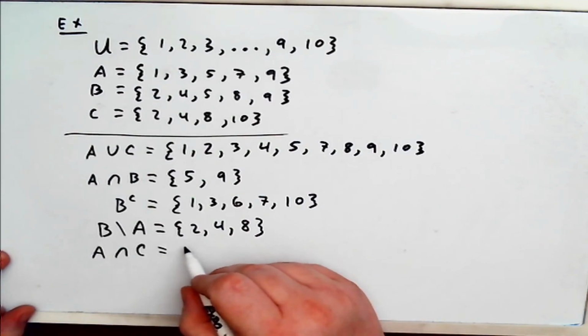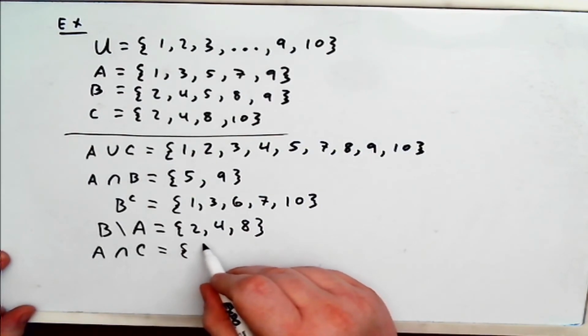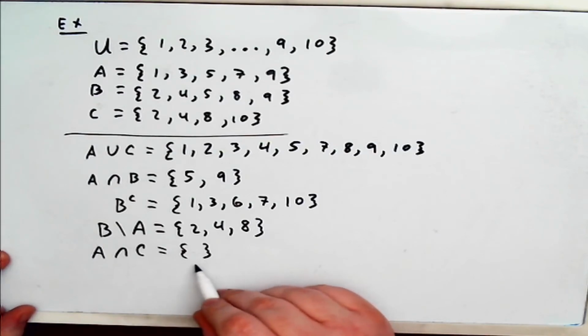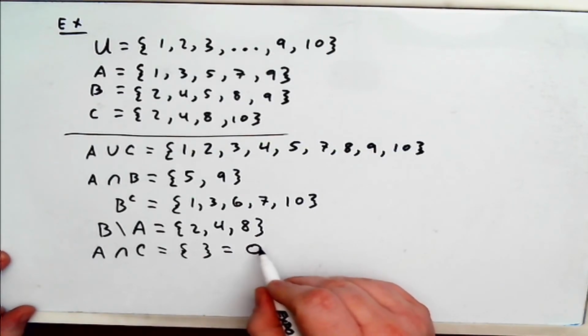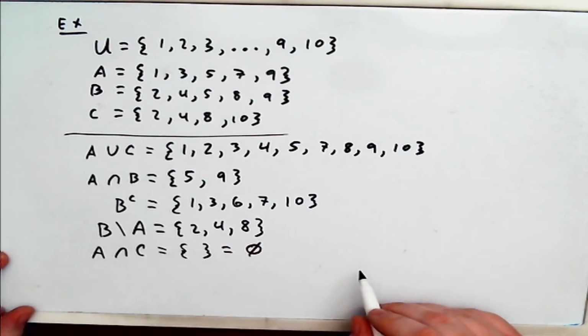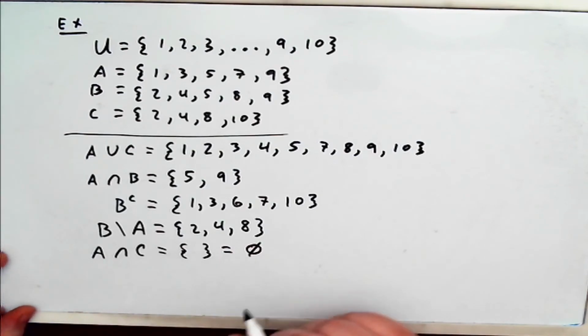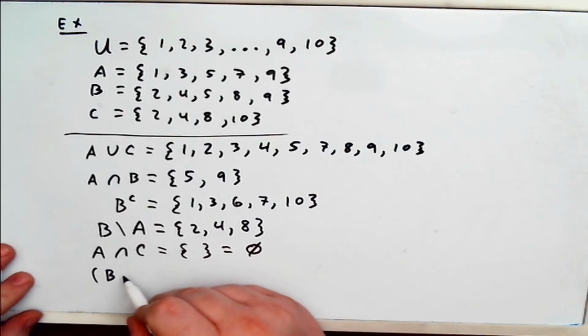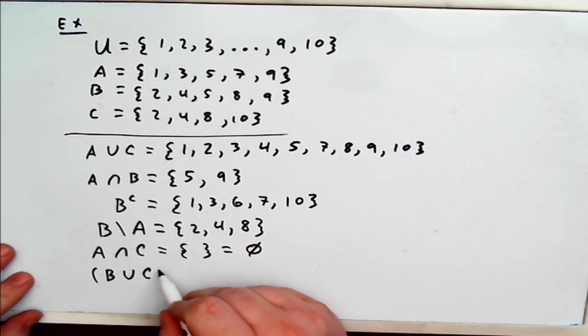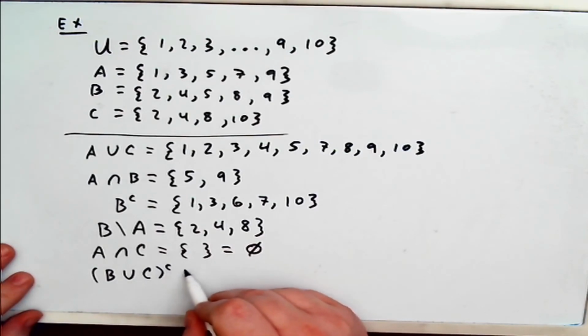So therefore this is what? This is the empty set. And again, we denote that either with two braces without any elements inside, or we denote that by the symbol for the empty set. Okay, one more, and this is kind of a big one, so we'll do this in two parts. This time we want to compute B union C, and then take the complement of that.